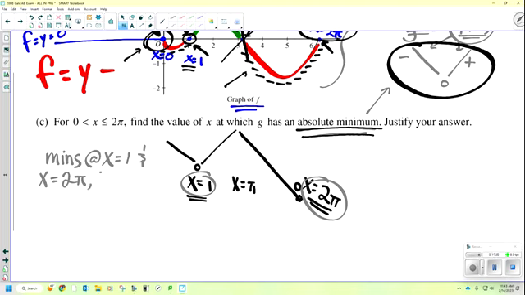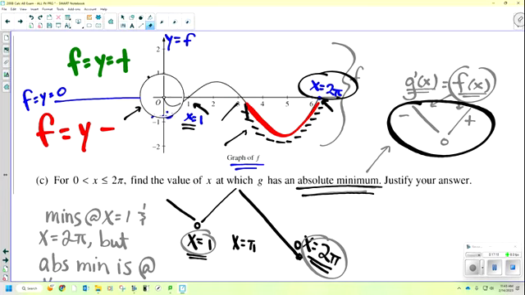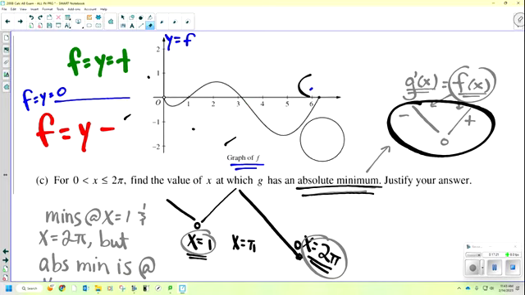But the absolute min is at x equals, ready? Let me explain. I'm going to erase all this stuff right here for a moment. And the explanation is important that you understand this because it might come up at another point. We said this is positive. This is negative. Negative.